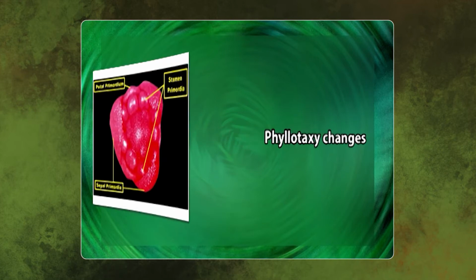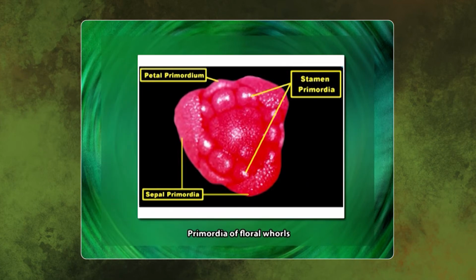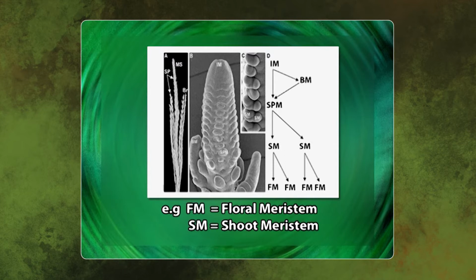Phyllotaxy changes. Commonly, the phyllotaxy becomes whorled, that is, more than two primordia are initiated at the same node. Sometimes the first set of organs, that is sepals, initiates sequentially, but in subsequent sets of organs, that is petals and stamens, organs of a whorl initiate simultaneously. In maize, the meristems shift from alternate to spiral phyllotaxy as it assumes inflorescence identity. Internode elongation is minimal in flowers, resulting in the compact arrangement of organs.